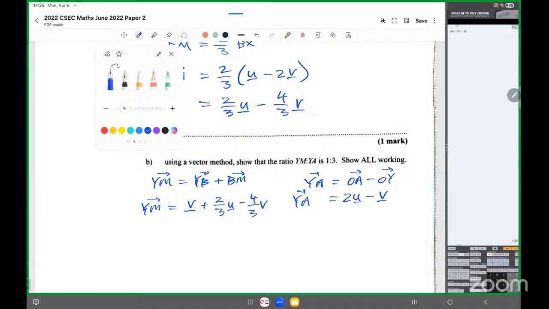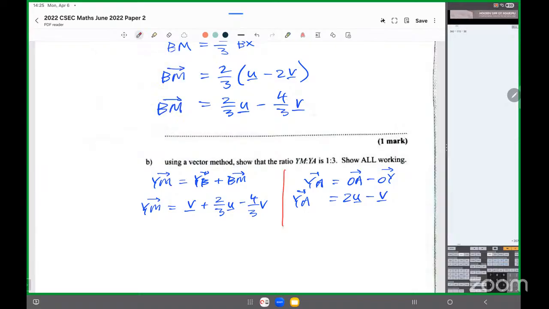Let's put a line between here to separate the two vectors. We want to consolidate these two V values. So you can write this V as 3 over 3, so it has the same denominator as this. So then YM is therefore equal to 2/3 U, that's the only U term in there, and then 3 minus 4 is -1, so you get minus 1/3 of V.